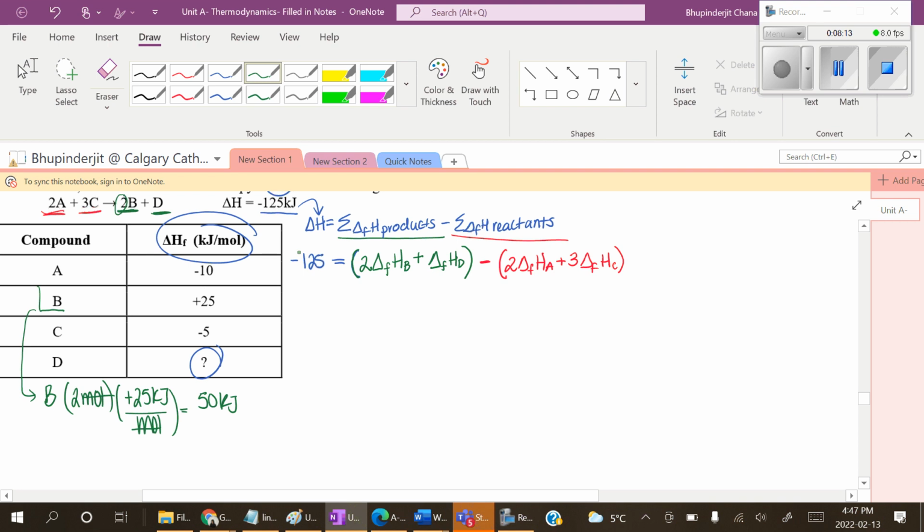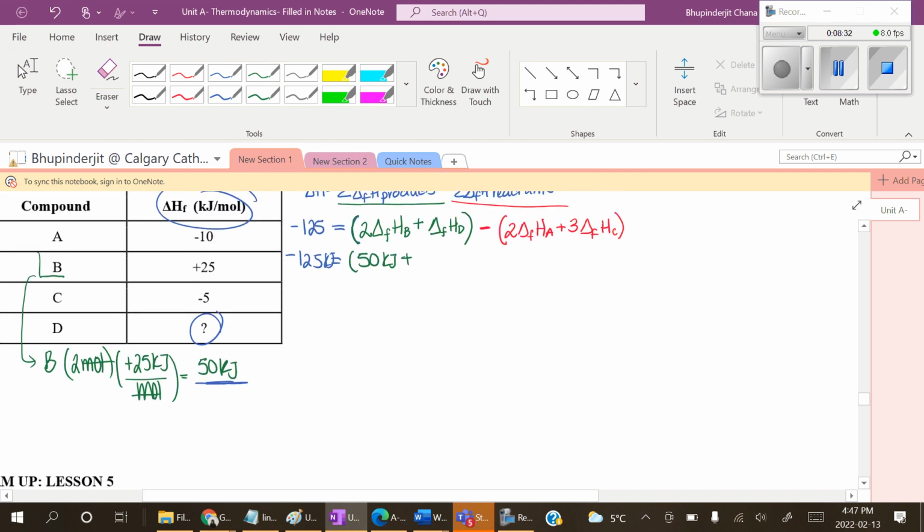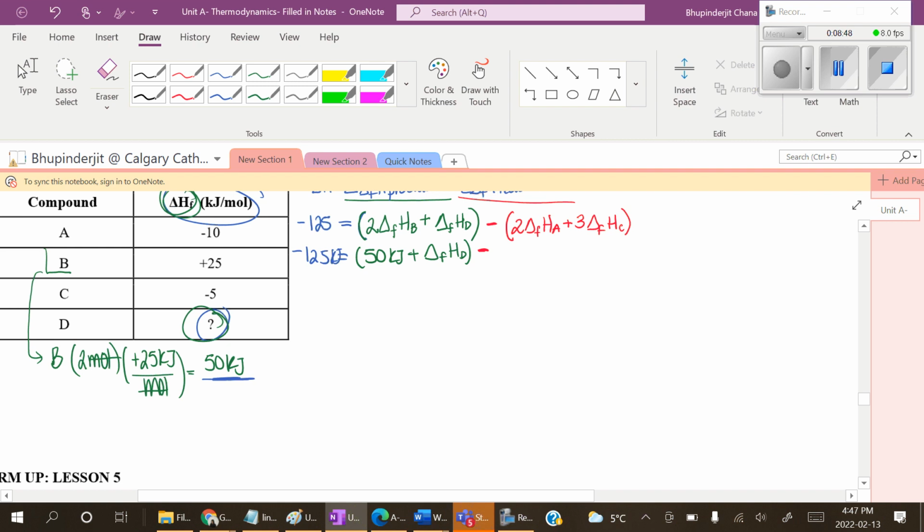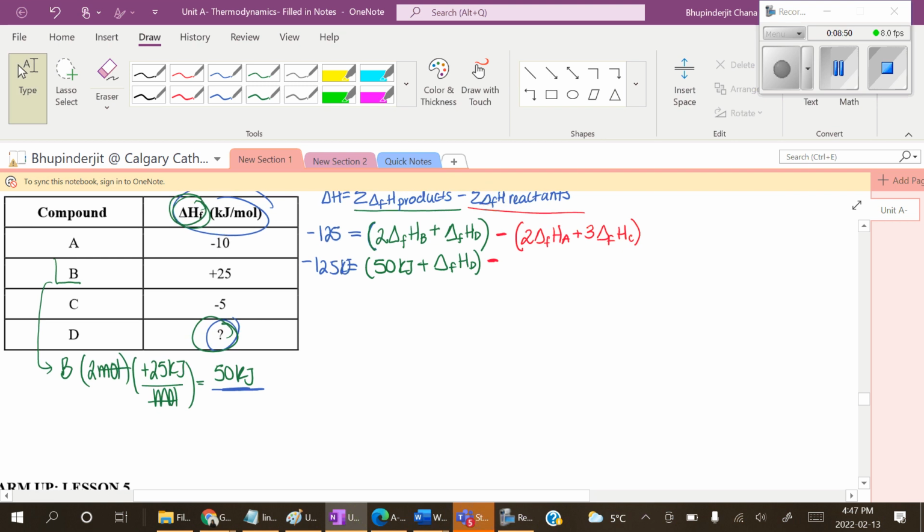Okay, so let's start plugging this in. Negative 125 is equal to 50 kilojoules. And if we want to keep those units in to help us, we can. Plus, okay, now D. D is what we're looking for. We're looking for our enthalpy change of formation for D. So I'm going to leave this one as is. Minus, okay, so now 2A.